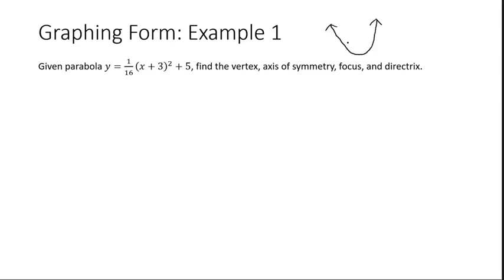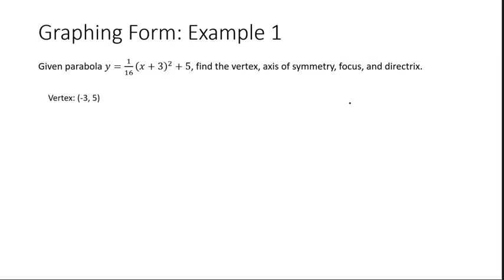So it's going to be facing up, and we can find the vertex right away by looking at these two numbers, the 3 and the 5. So the 3 is with the x, so we can use that to find our x value for the vertex. But you have to change the sign from a positive to a negative. Whatever's in the parentheses, you have to change that sign. All right, so it's a negative 3, and then the 5 is going to be your y value. So your vertex is at negative 3, comma 5.